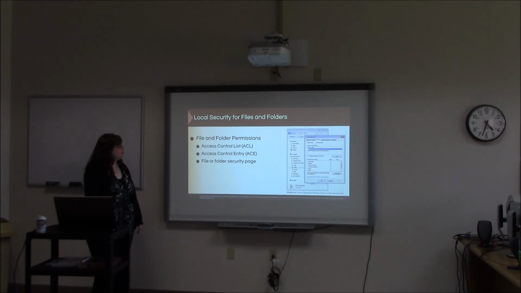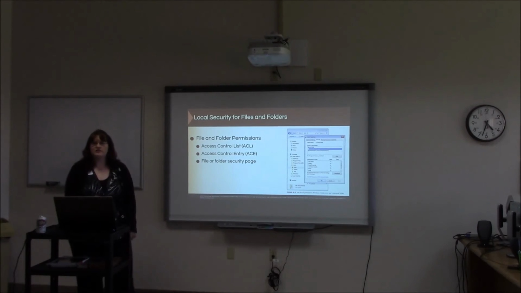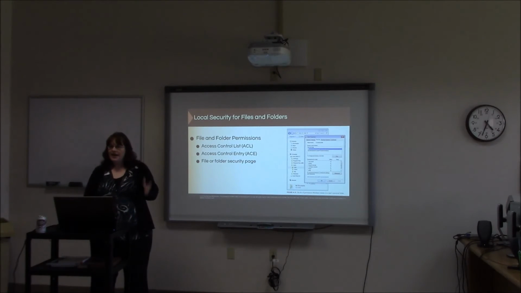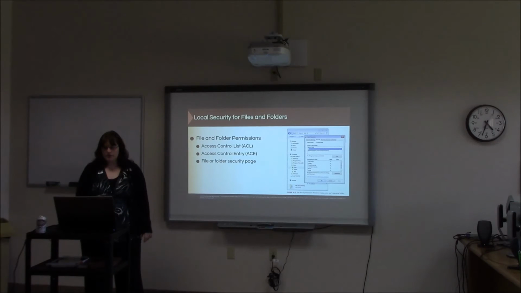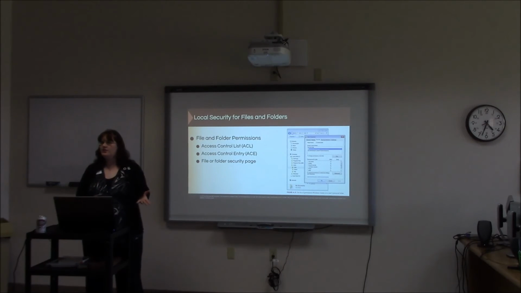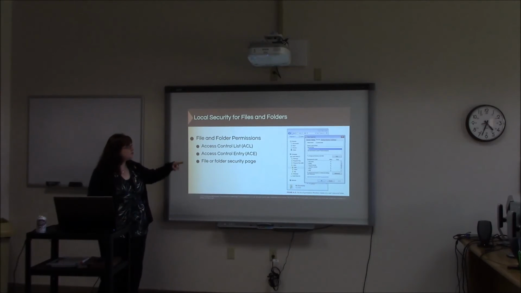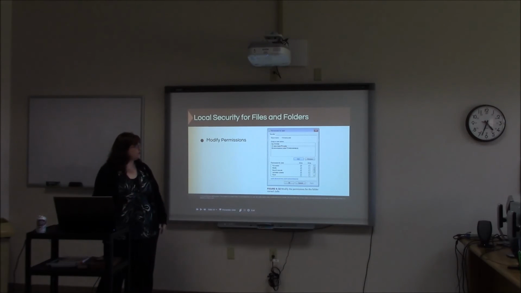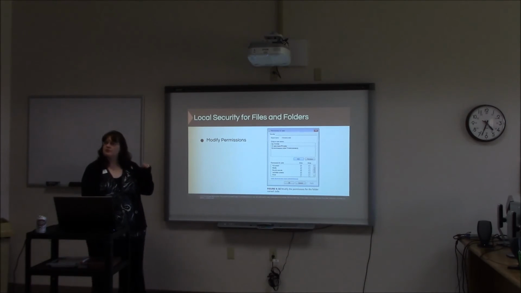Files and folders have permissions within them, so each file or folder has what's called an access control list. As you might guess, it's a list of the people who can access it. Each one of those has an access control entry, which is: here's the account in the computer, do they have access to it or not? What is their level of permission for that file or folder? You can change those too. You can go in and take people's permissions away or add permissions if it is your file.